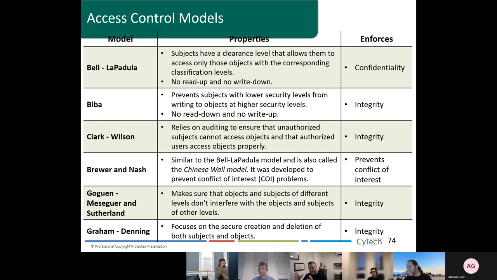Everything else that comes after these two is for commercial use, okay? So from that point onward, we're not protecting national security. We simply want to make money, okay? This will make your life easier as you read through the book.